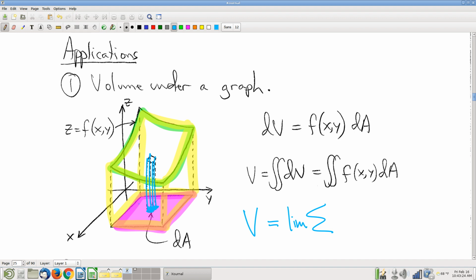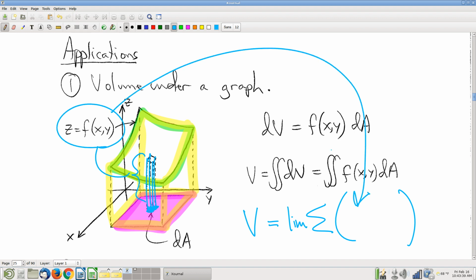Exactly. So now, how much volume is there in that particular French fry? Well, it's going to depend on the height. Okay, well, the height is the value of z, which, because we're looking at the graph, is the value of the function. So height times area. Let's see here.